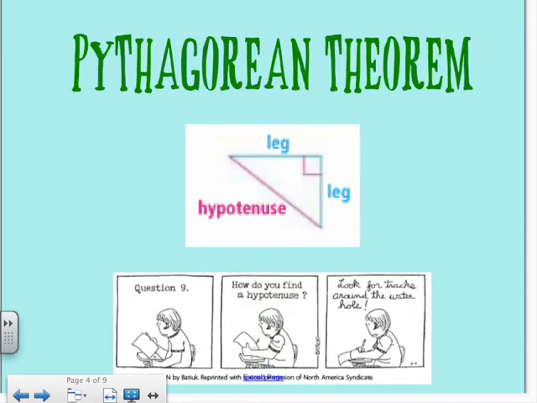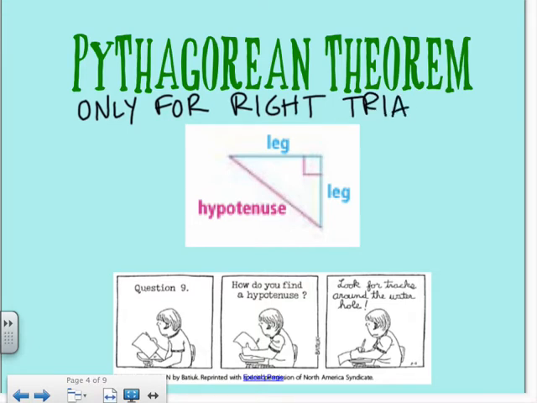All right, so on to the theorem. This theorem is only for right triangles. So please note this, only for right triangles. Remember, right triangles means it's going to have a 90-degree angle.